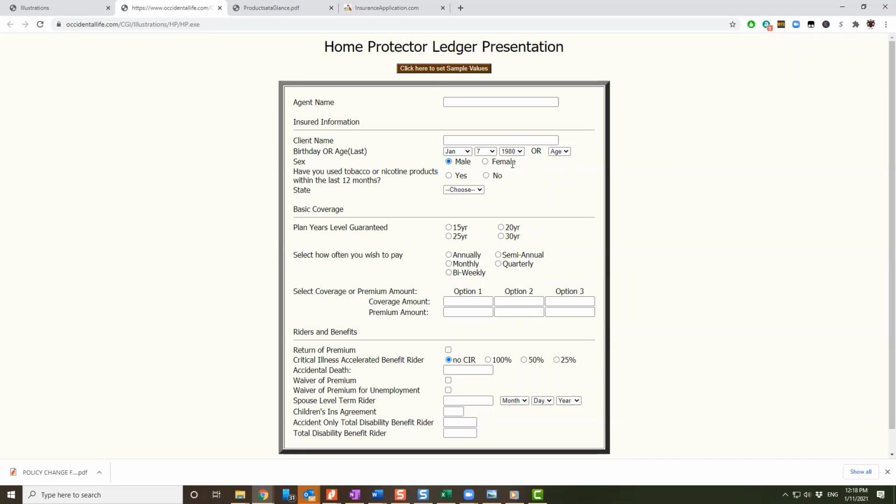Let's say we have this product for this person, January 7, 1980. That's the date of birth. Remember, with life insurance, whenever you ask a question, we always need to know the basics. And the basics are date of birth, not the age. I like to know the date of birth, Texas or the state, and do they smoke or not? Those are the three basics that we have here.